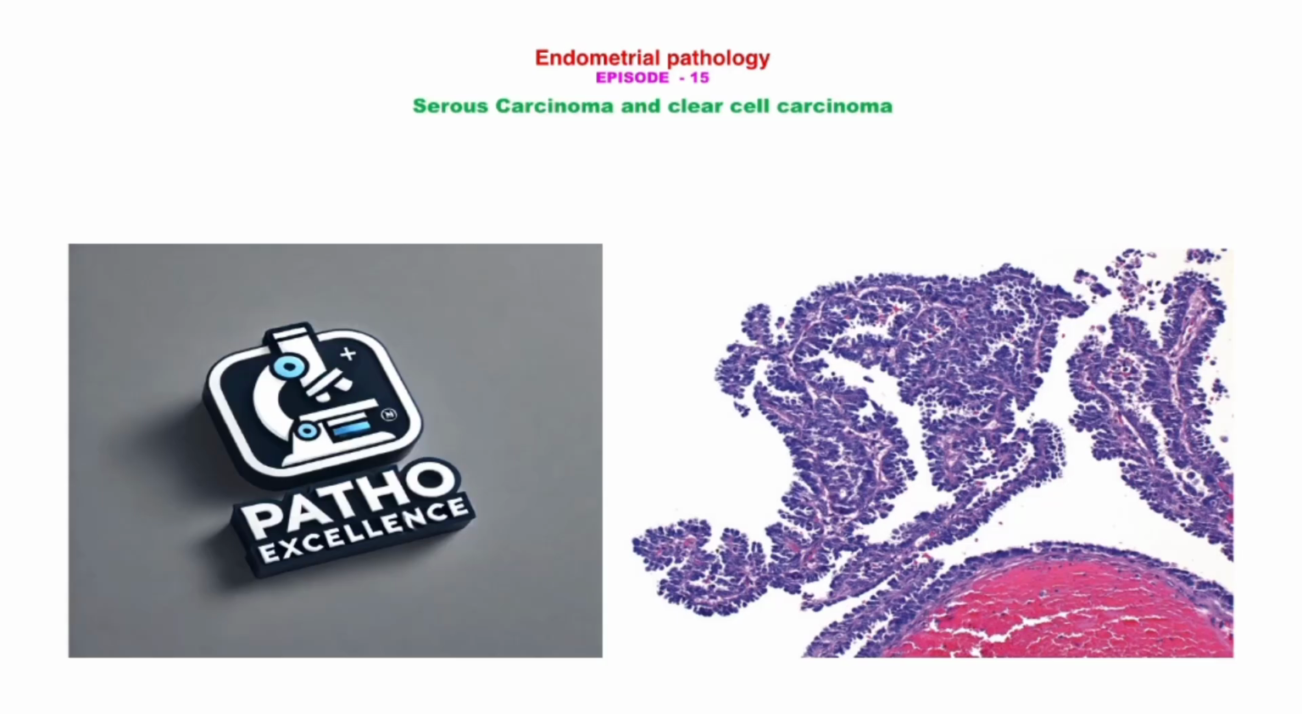In this episode 15 of the Endometrial Pathology video series, today we are going to discuss serous carcinoma and clear cell carcinoma of endometrium in detail. In the last video we discussed endometrioid carcinoma. So now we have to differentiate whether this is endometrioid or whether it is serous or clear cell carcinoma.